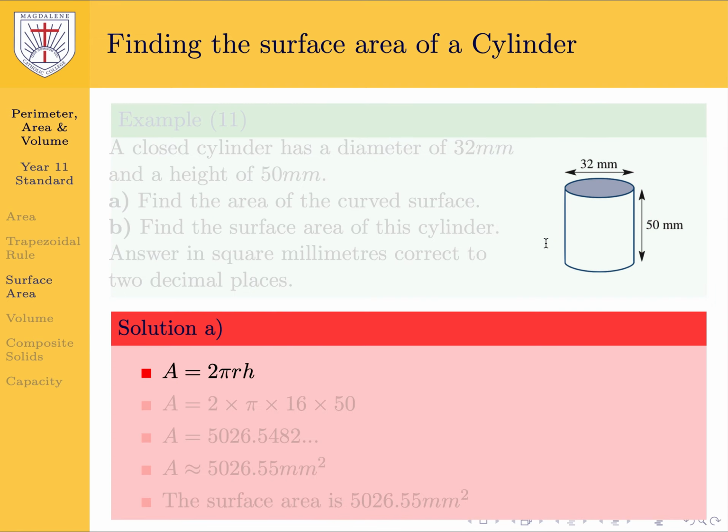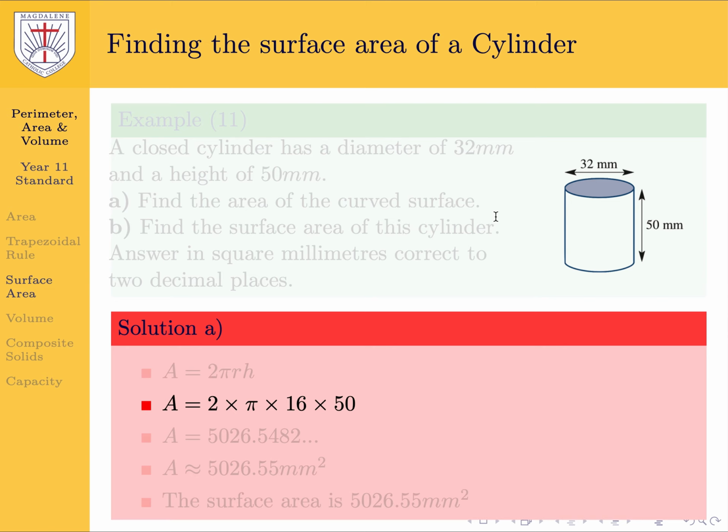Because we're finding the area of the curved surface, we need to use the formula 2 pi rh. Because we are just using a formula, we just need to substitute, but we have to be careful because we have been given the diameter. We need to use the radius. So we need to halve 32, and that will be 16. So when we put that into the formula, we're going to have 2 times pi, which comes from the formula, times the radius, which we worked out is 16 because it's half of 32, times the height, which is 50.